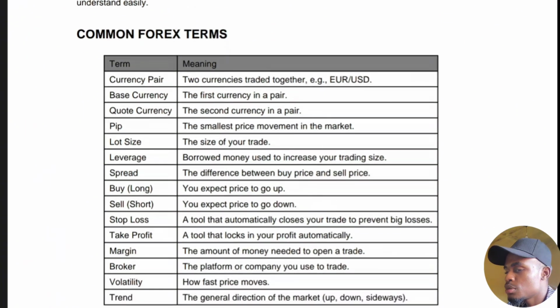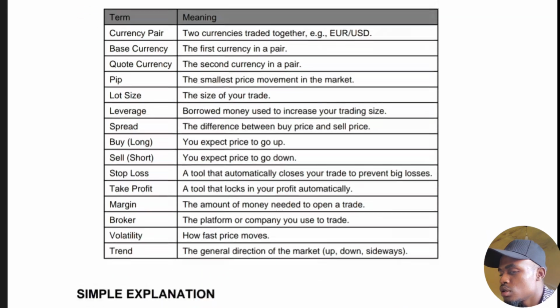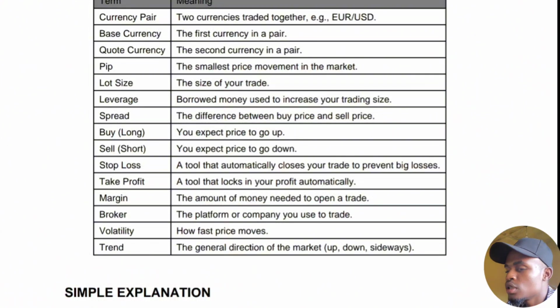Some of these common terms are currency pairs, where I explained in the last class that two currencies are traded together, e.g. Euro USD, whereby the USD comes as the wife and the Euro is the husband, which act as the base currency and the quote currency. I also explained the pip, the lot size, the leverage. Then let's talk about the spread. The spread in the forex market is the difference between the buy and the sell of a currency pair.